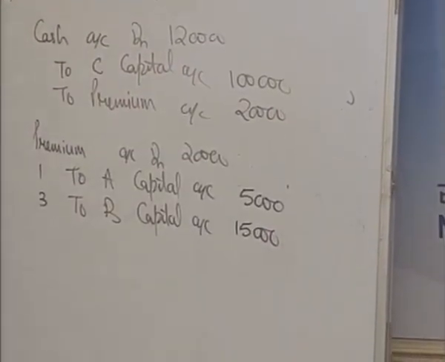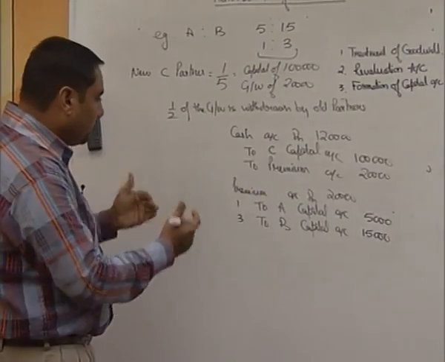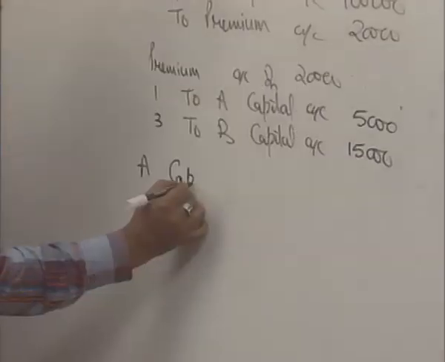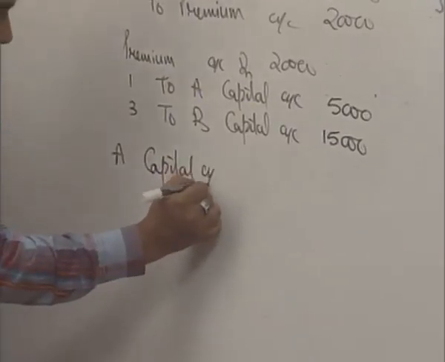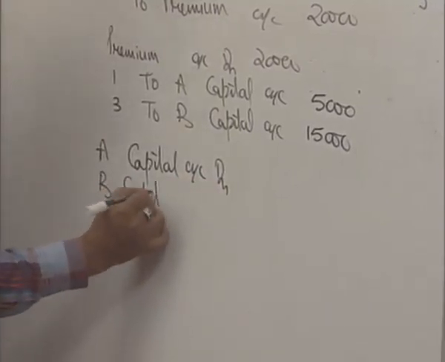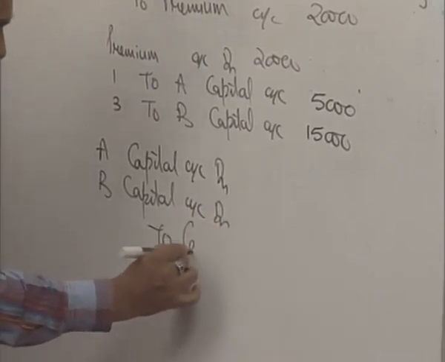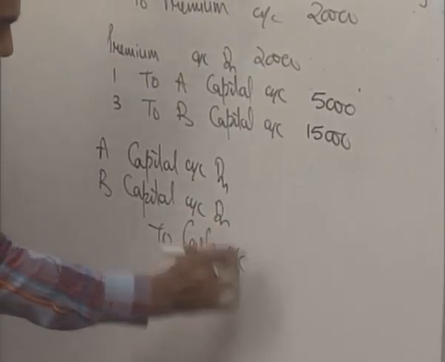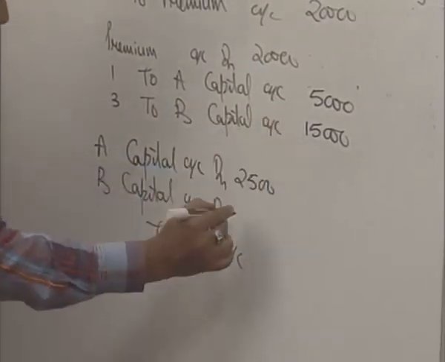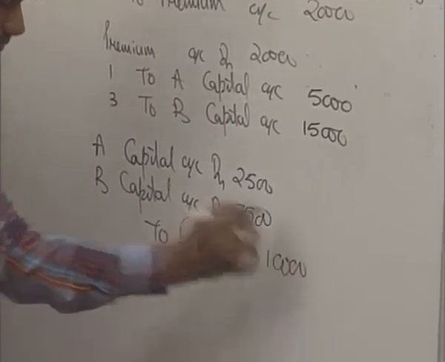The next step is that half of the goodwill is withdrawn by the old partners. In case they withdraw the goodwill, you are going to debit them. A's capital account debit, B's capital account debit to cash account. Half of 5,000 is 2,500, half of 15,000 is 7,500 and the total is 10,000.